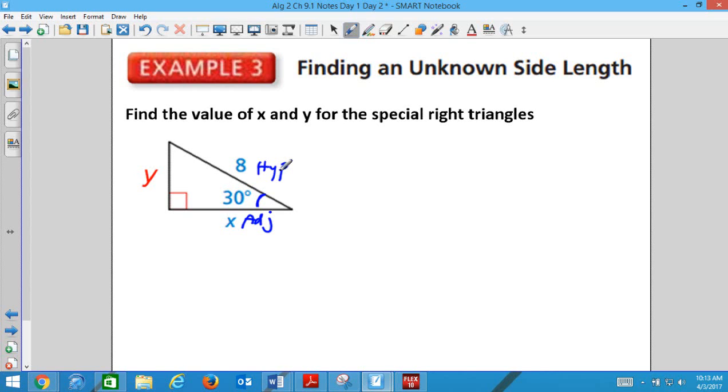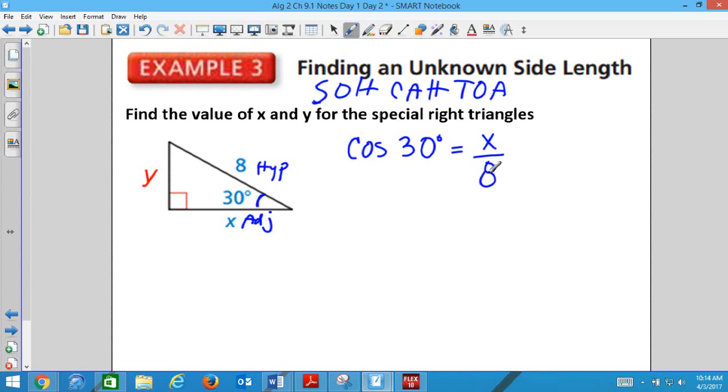So since I have the adjacent and the hypotenuse, which function should I use? What uses adjacent and hypotenuse? Cosine. So cosine of 30 degrees is equal to the adjacent x over the hypotenuse 8. That is true. The cosine of 30 is equal to the adjacent over the hypotenuse.